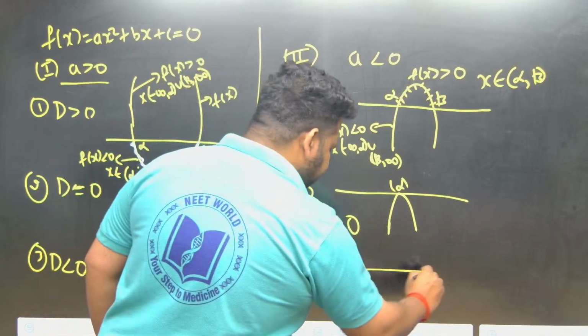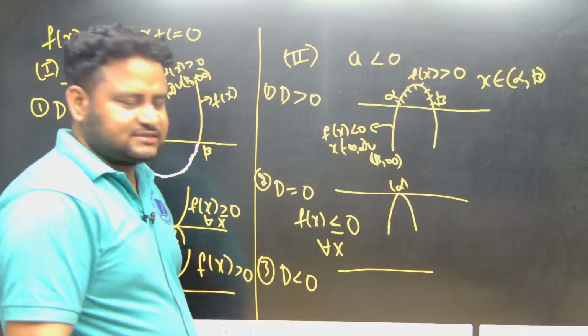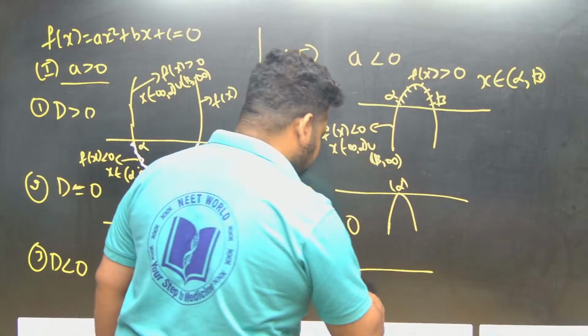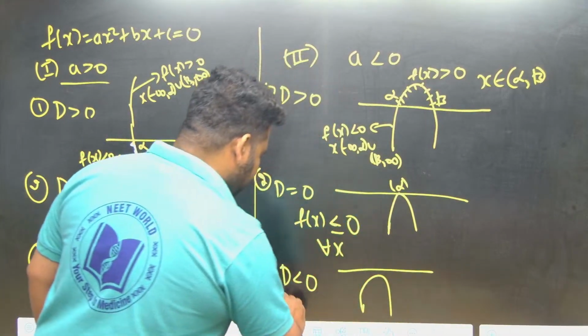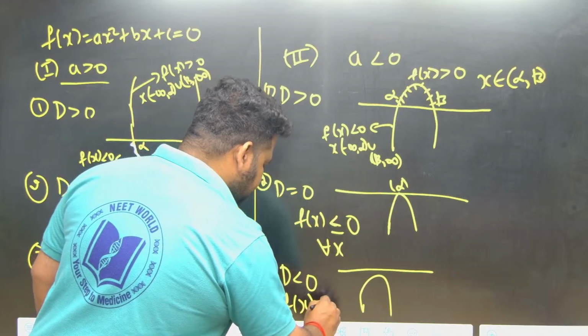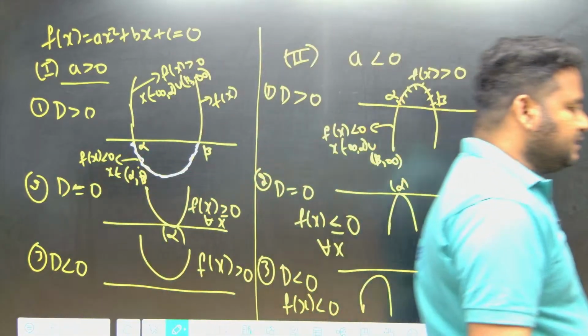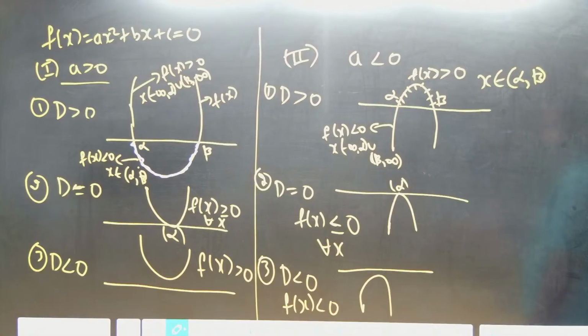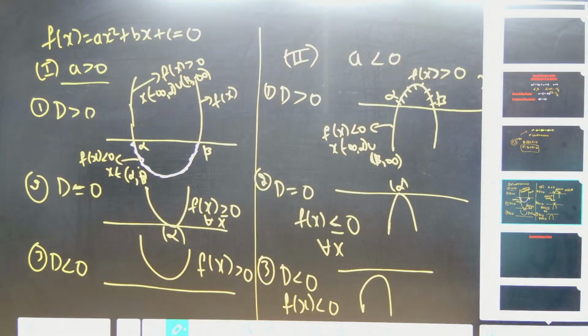Next, if d is less than 0, what happens? Here the curve doesn't even touch the x axis, and it will be concave downwards. So f of x here will be less than 0. Clear, friends? Here f of x would be less than 0. So that's all about the graphs when it comes to the quadratic equation.